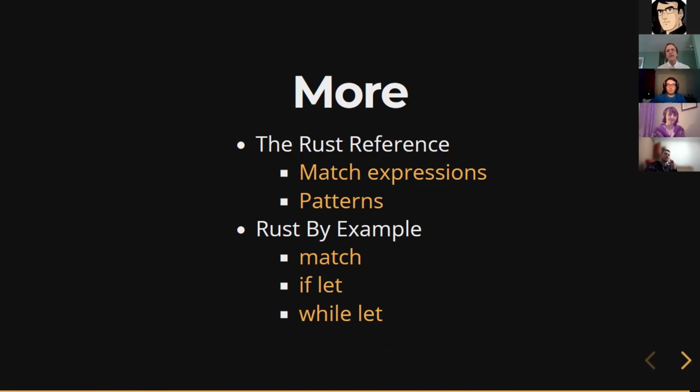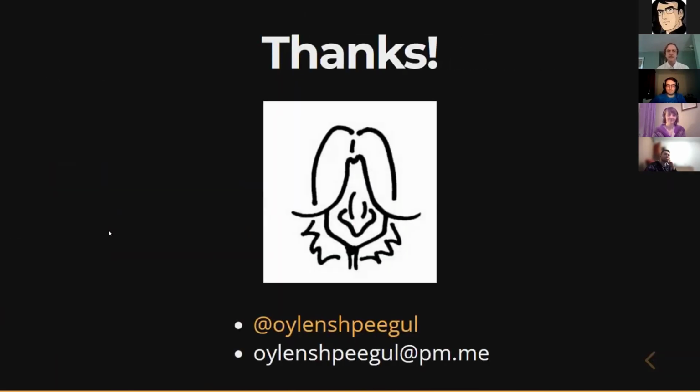And then there's a separate page in the Rust reference for patterns. And then in Rust by Example, there are 3 separate pages, one for match, one for if let, and one for while let. And that's all I had.